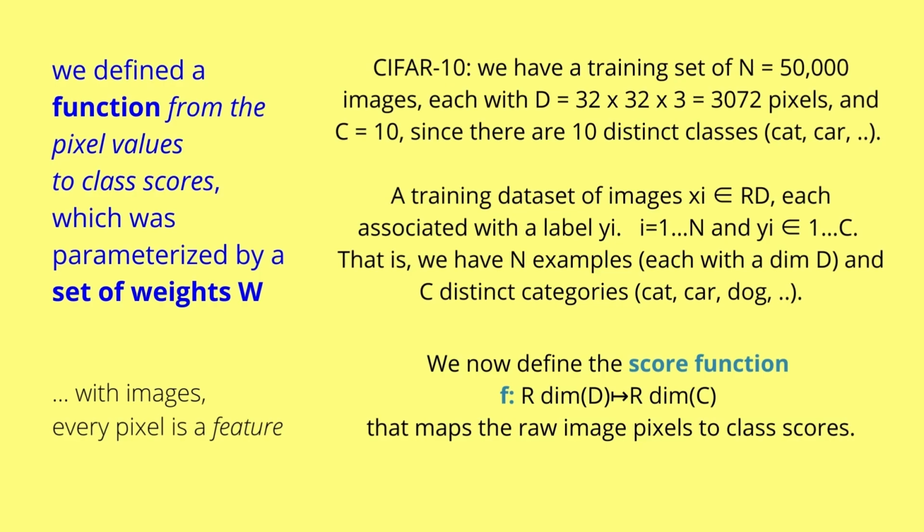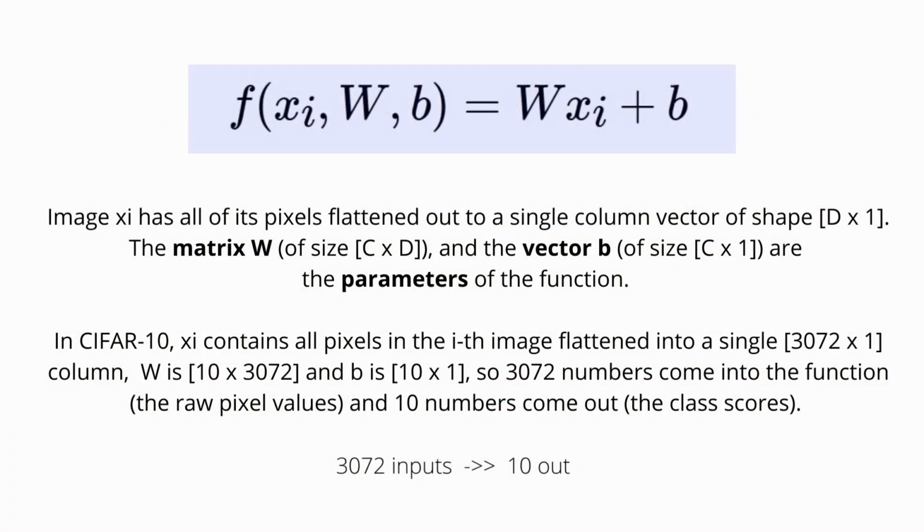that maps the raw image pixels to class scores. This is the most famous equation you know in artificial intelligence. For an image x_i, with all of its pixels flattened out to a single column vector of shape D times 1, we have the matrix of weights W of the size C times D, and the vector or bias b of the size C times 1, and those two are the parameters of the function.